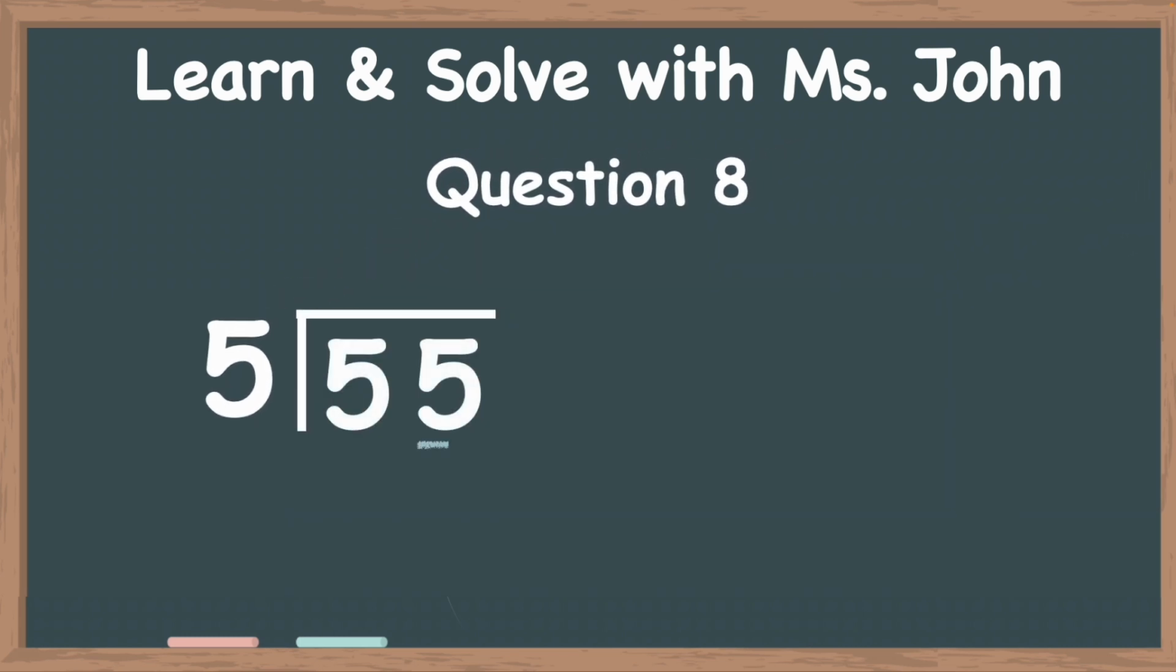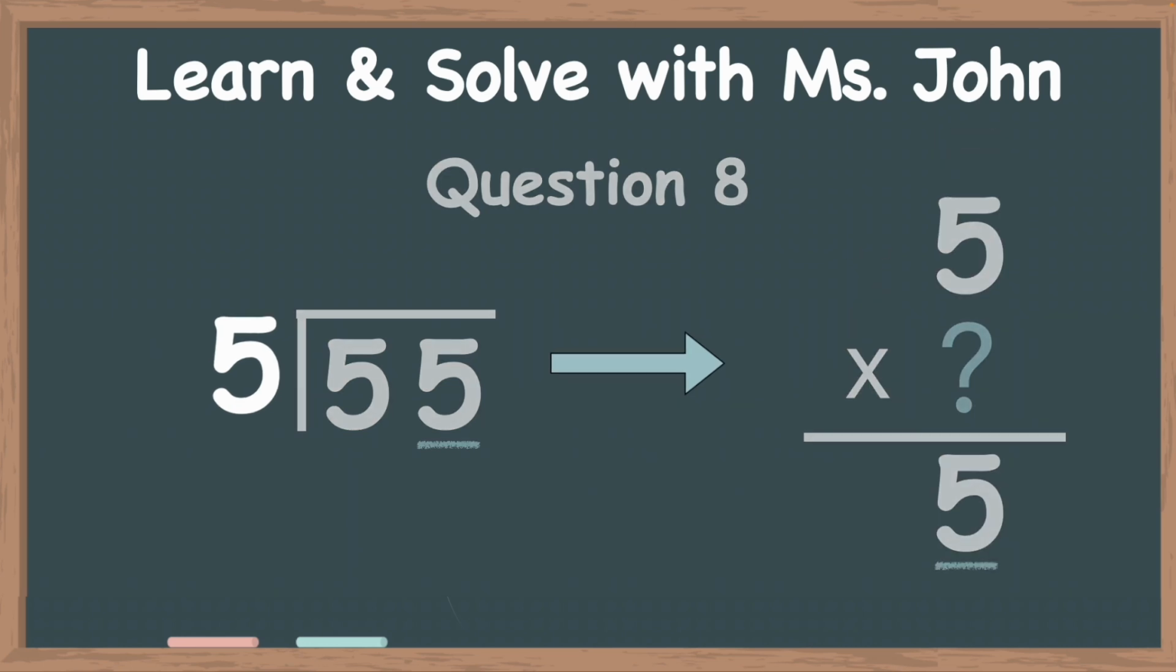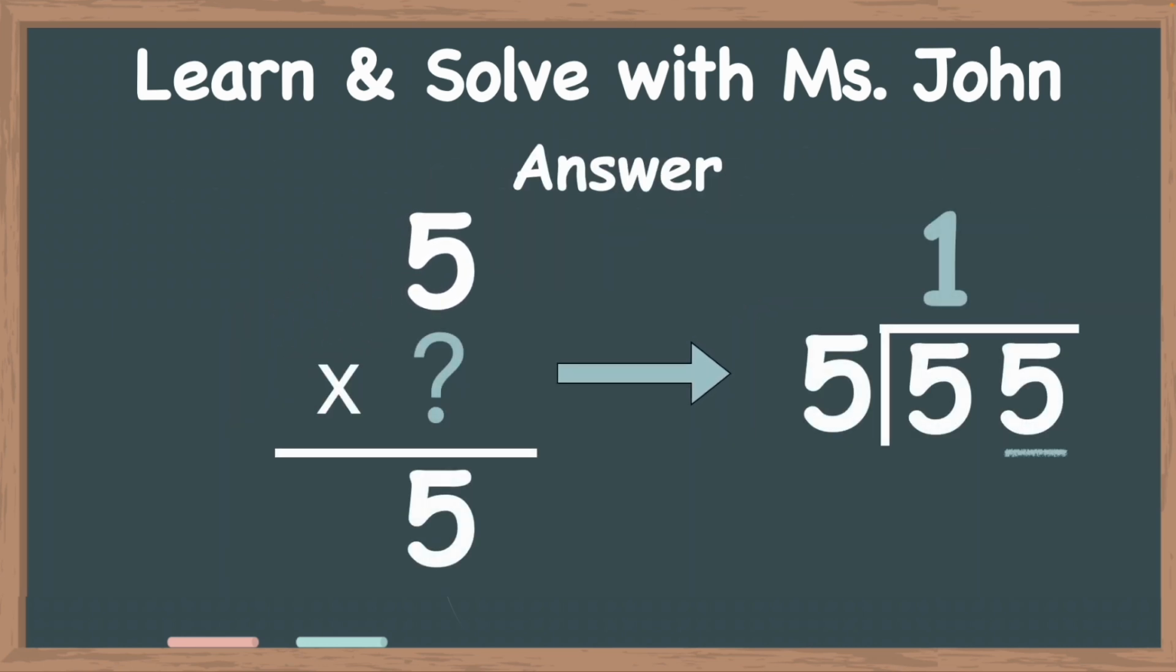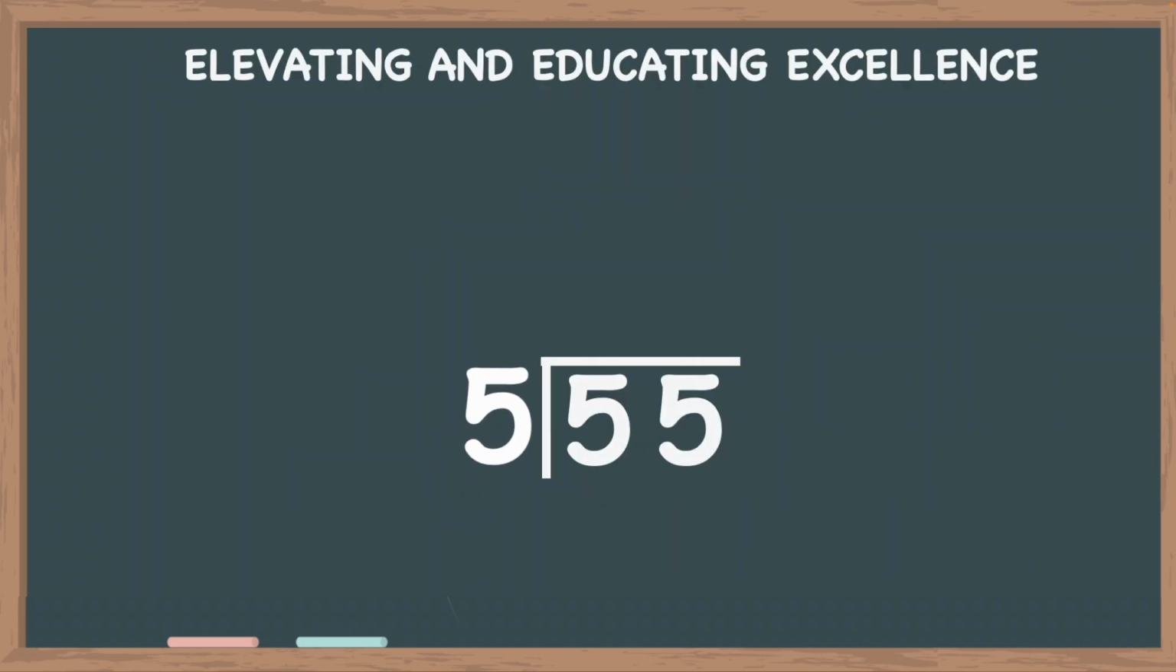Now we're going to look at the other 5. 5 times what gives you 5? 5 times 1 equals 5, therefore 5 divided into 5 is 1. So the full answer of 55 divided into 5 equals 11.